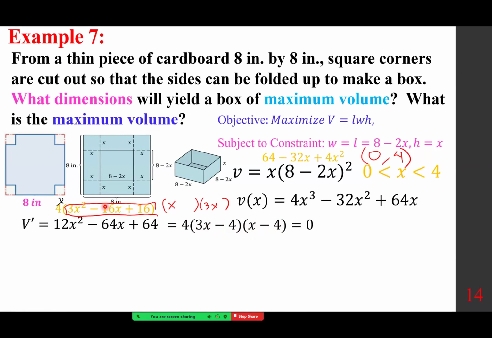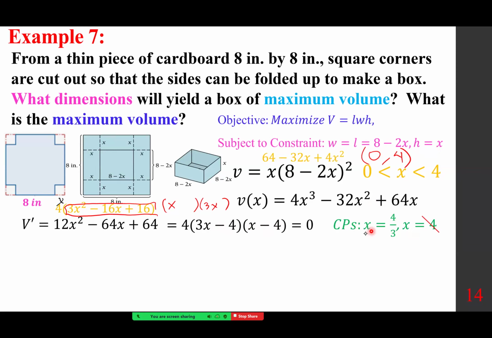So what is x? If you set this one equal to 0, x is 4/3. If you set this one equal to 0, x is 4. Going back to this, obviously x can't be 4. So we are dealing with an open interval of 0 to 4 and one critical point. So whether it's a local max or min, we don't know. We're going to check it, but local becomes absolute because it's an open interval with one critical point.